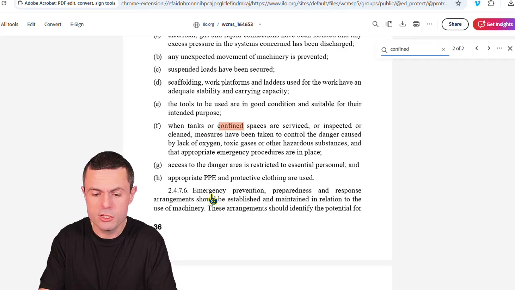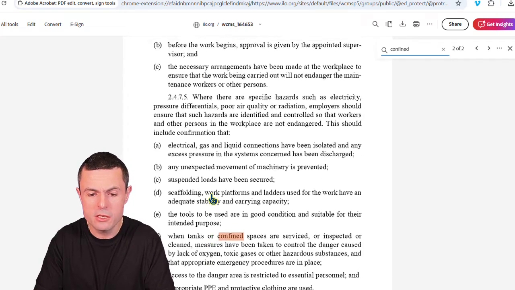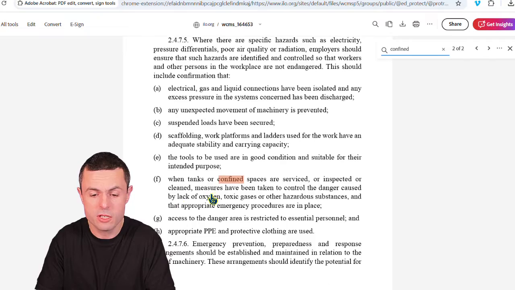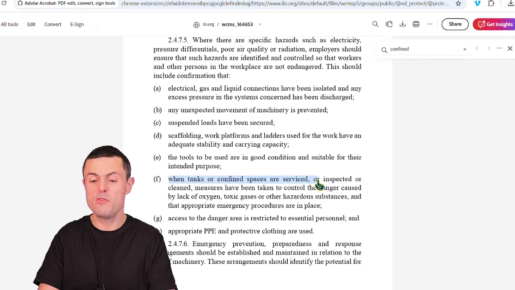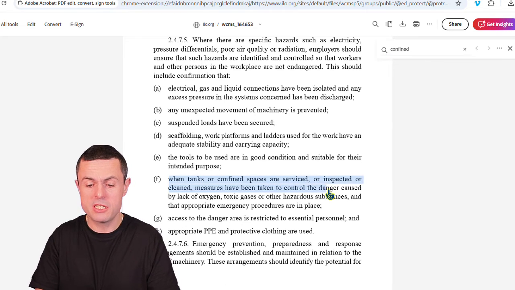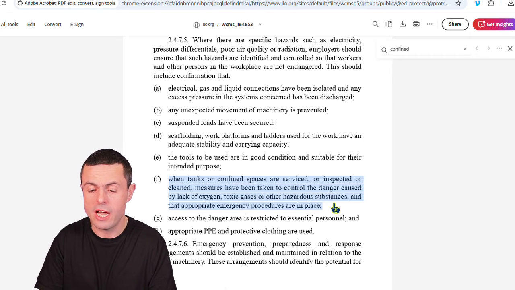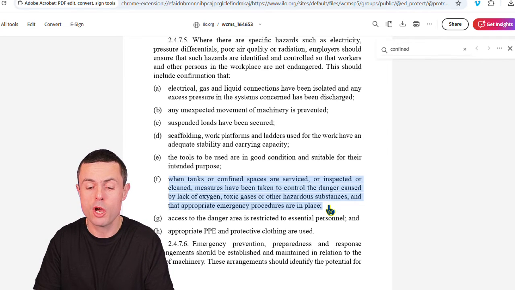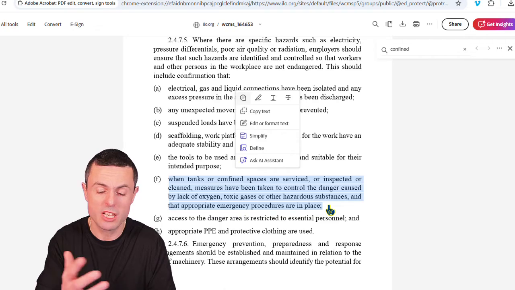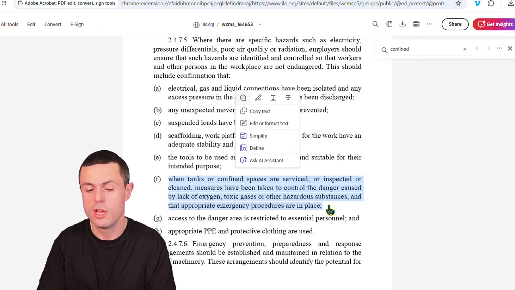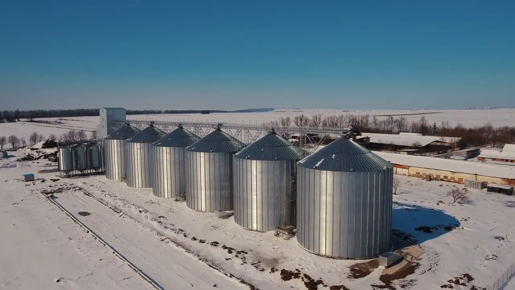Let's carry on our search. There's another one down here. Same section actually. There's the second one there. When tanks or confined spaces are serviced, inspected or cleaned, measures have been taken to control the danger caused by lack of oxygen, toxic gases, or other hazardous substances, and appropriate emergency procedures are in place. So again, another duty which you could use if entering a tank or other similar space.